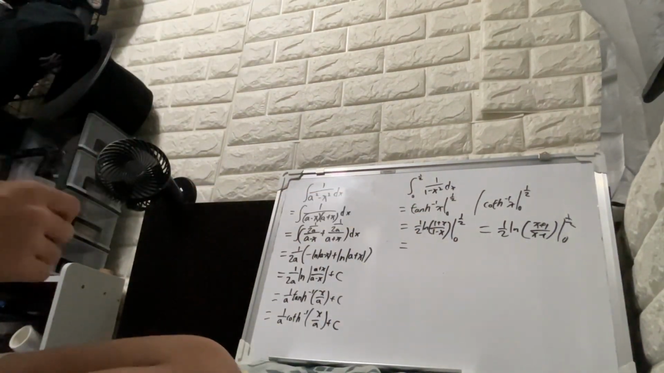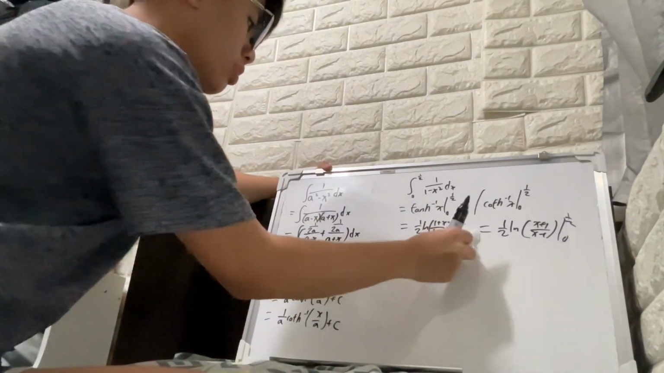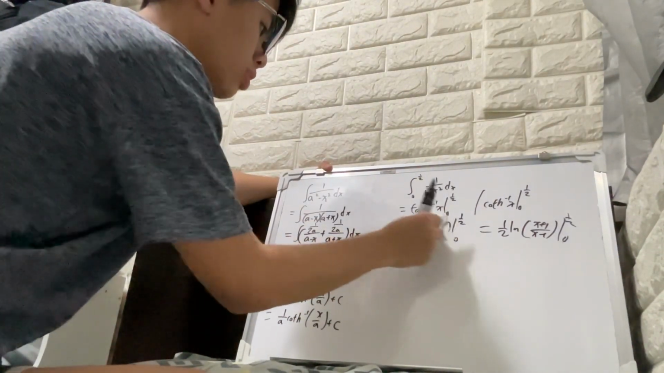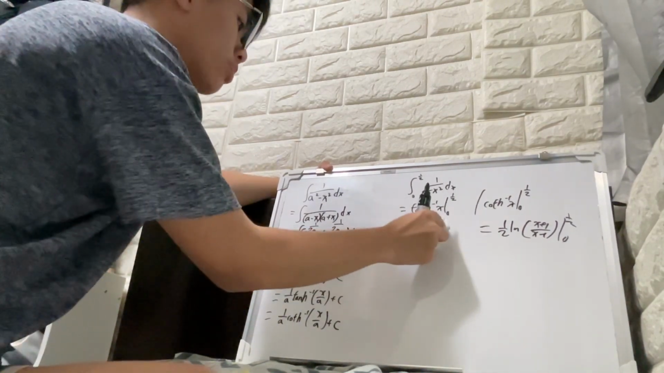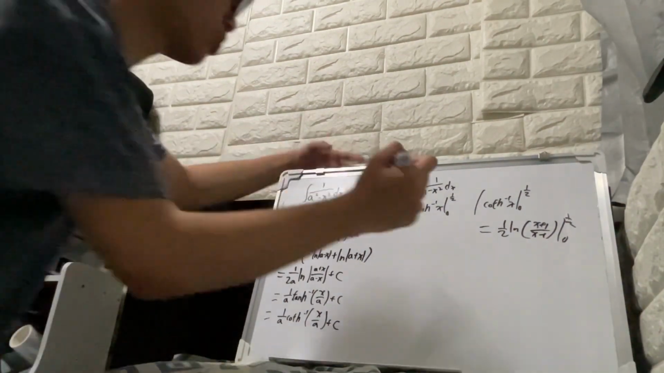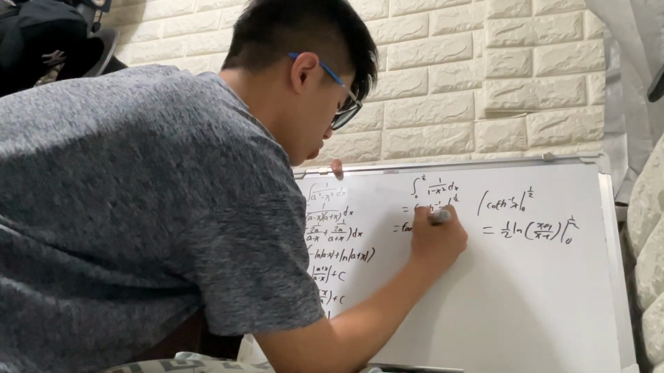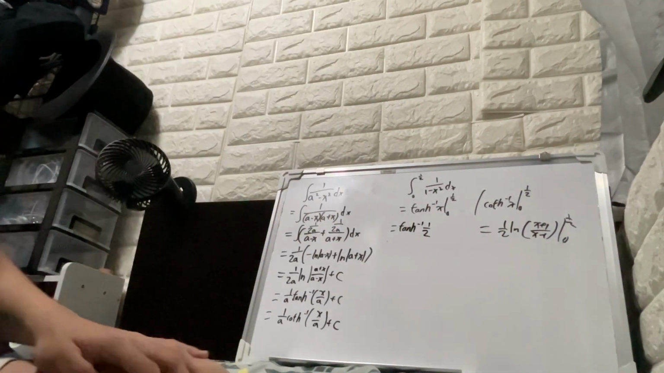So let me just erase this. This will give you a positive number. And the inverse tangent of 0, we know that this is equal to 0. So this answer is just equal to inverse tangent of 1/2. You can also use the ln, never mind.